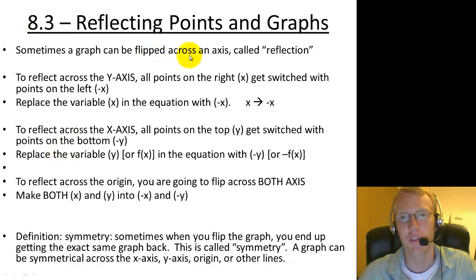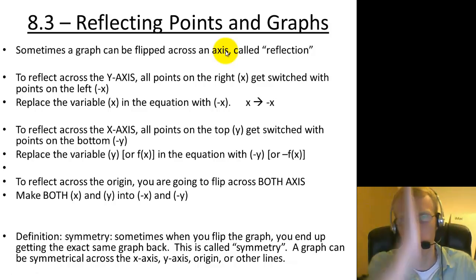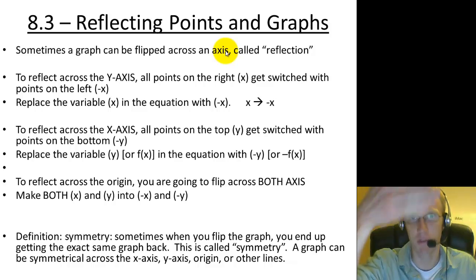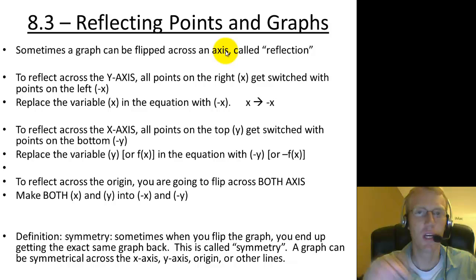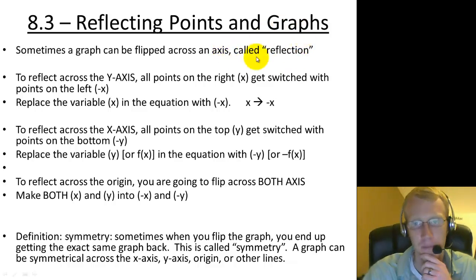So, a graph can be flipped across an axis. When you do that, it's called reflecting the graph. If you reflect across the y-axis, you're flipping side to side. If you reflect across the x-axis, you're flipping top to bottom. And if you do both of those, both side to side and top to bottom, in effect you flipped across the origin. Okay, so we'll talk about how to do that.